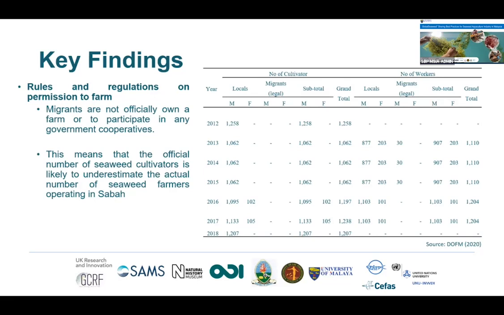Only migrants who have a passport from their country of origin can have a special pass or temporary work pass and be hired legally by citizens. The rest of the migrants will be hired unofficially. This means that the official number of seaweed cultivators is likely to underestimate the actual number of seaweed farmers operating in Sabah.